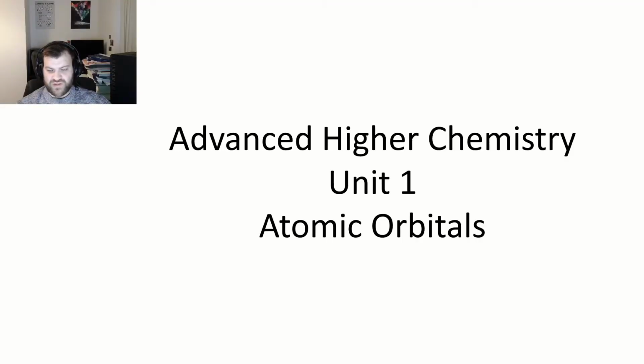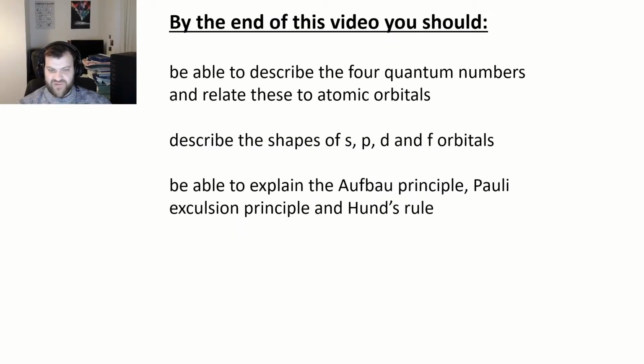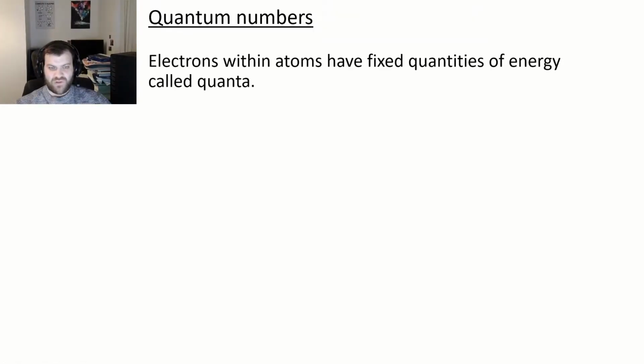In this video, we'll talk through the atomic orbitals topic from Advanced Higher Chemistry, Unit 1. By the end of this video, you should be able to describe the 4 quantum numbers and how these relate to atomic orbitals, describe the shapes of s, p, d, and f orbitals, and explain the Aufbau principle, Pauli exclusion principle, and Hund's rule of maximum multiplicity.